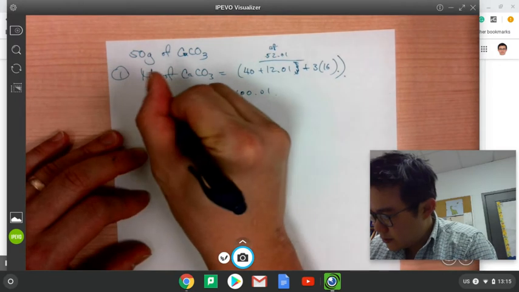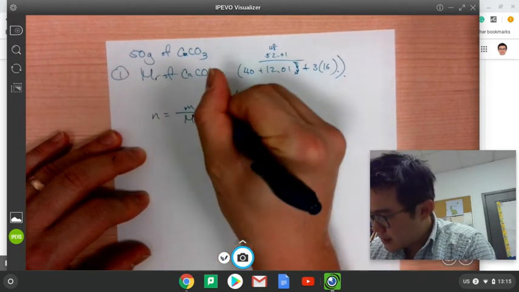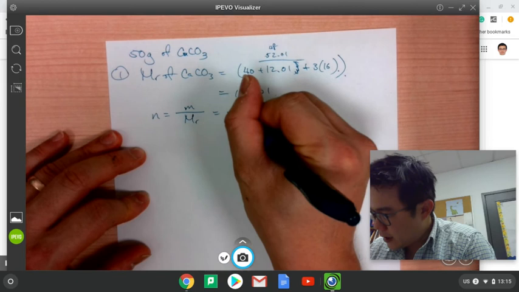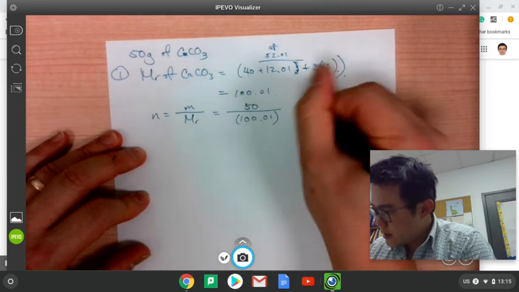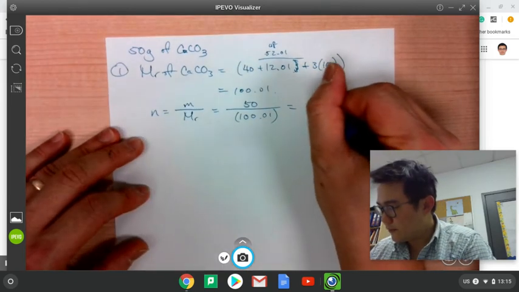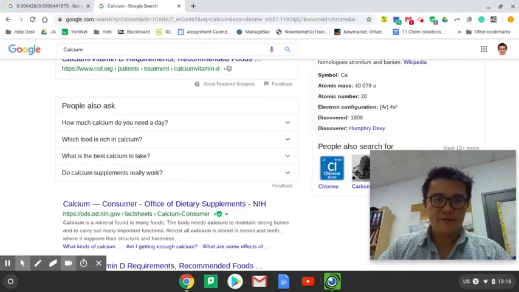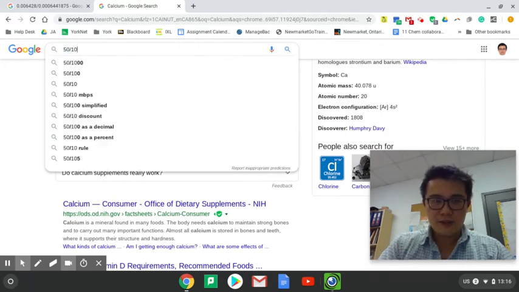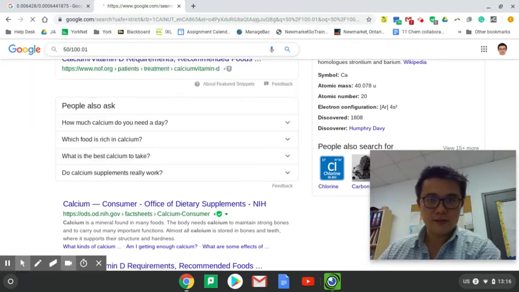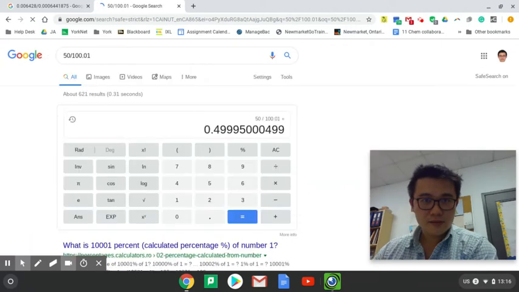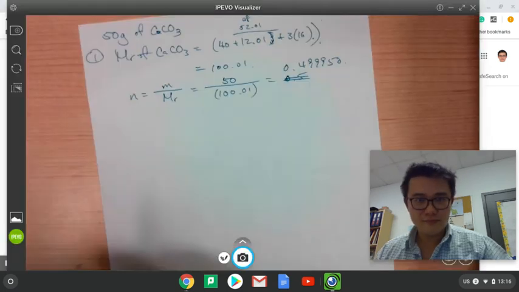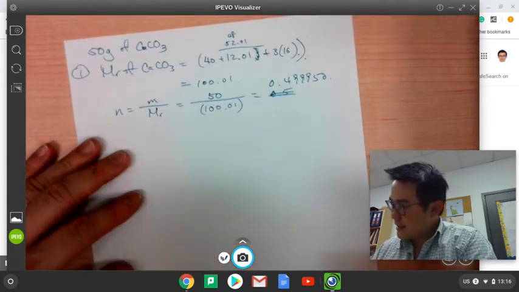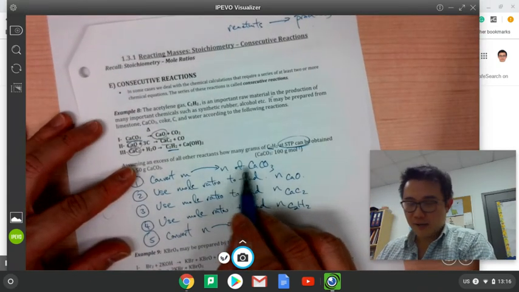So in this case, mole equals mass divided by molar mass. So here, 50 divided by 100.01. This is 0.5. Pretty much 0.5. I know it's not exactly 0.5, but hey. 50 divided by 100.01, then there you go. Don't be lazy. 0.49995. Okay, let's keep that. So that's the number of moles of calcium carbonate.